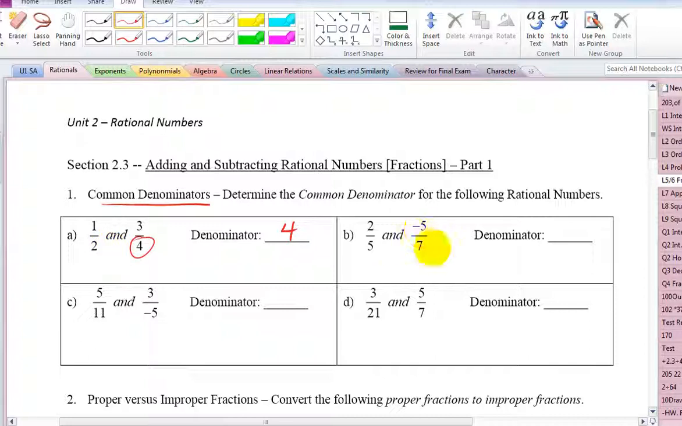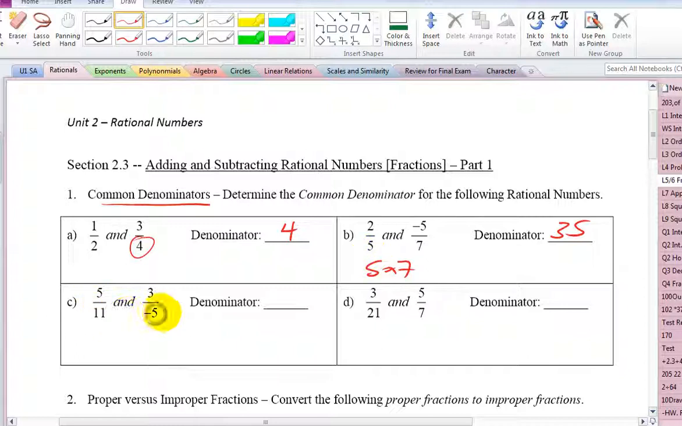What about 5 and 7? 35. So often you can cross multiply them. Okay? That will actually work for everything. Did you know that? It will work for everything. Sometimes it's not the easiest, but it will work for everything.